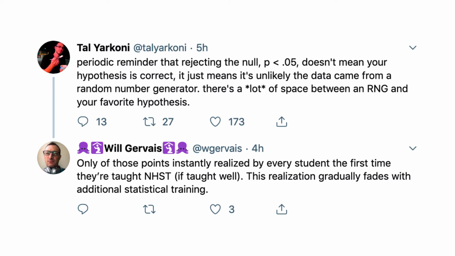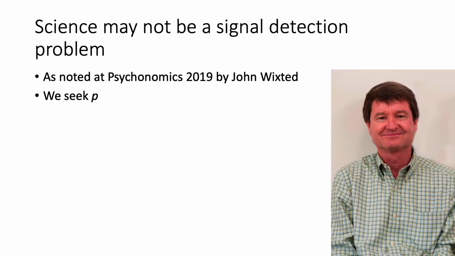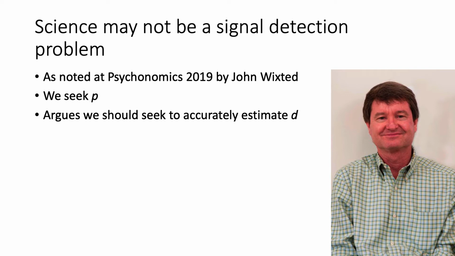I want to give you some alternatives to that method of analyzing your data because, as John Wickstead noted in a talk I quite liked at the Psychonomics conference in 2019, psychological science maybe shouldn't be couched as a signal detection problem. We seek P, but Wickstead argued that we should instead seek to accurately estimate the size of an effect, which is called D. We'll talk about Cohen's D in the course of this video.